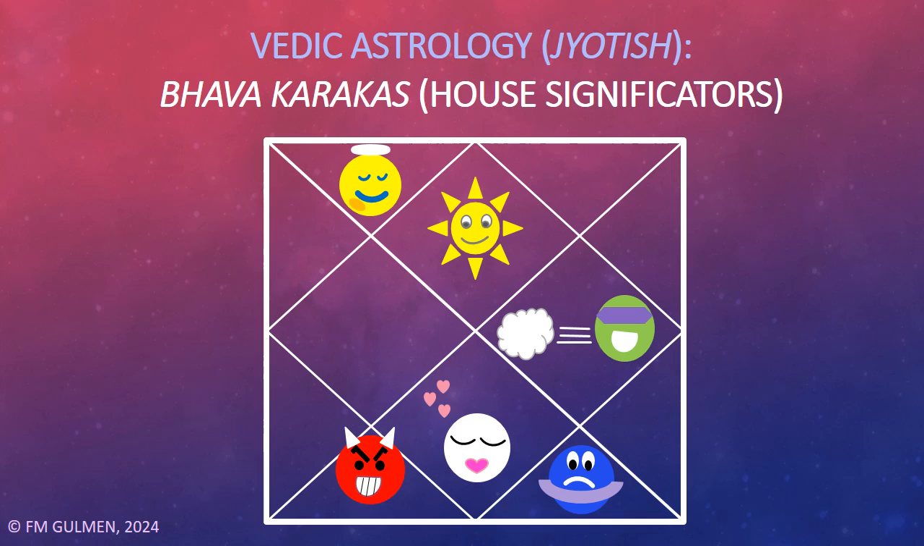In today's talk, I was going to cover Bhava Karakas, also known as house significators. Again, this is from a Vedic astrology or Jyotish perspective, so ancient Indian astrology.